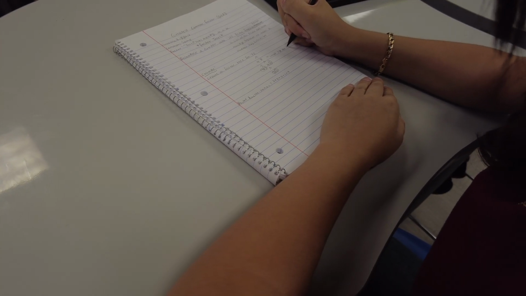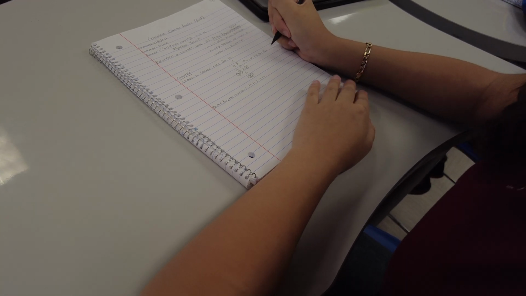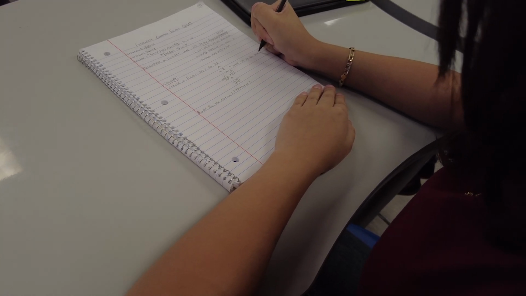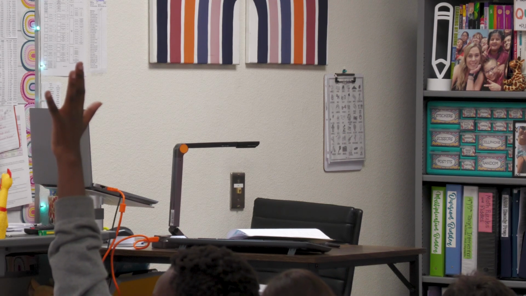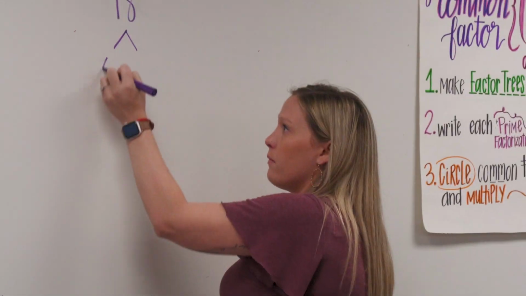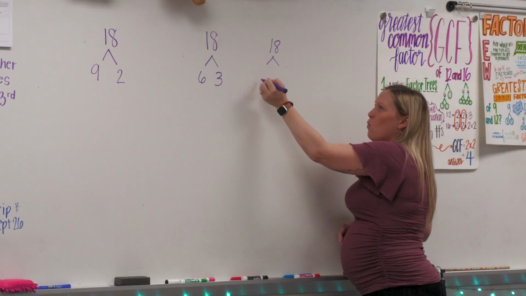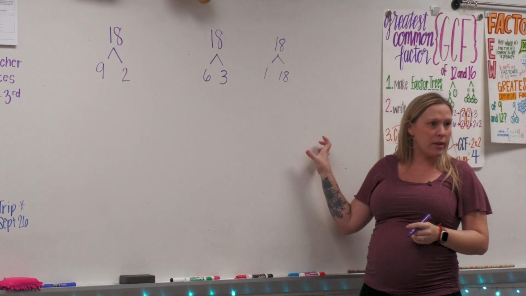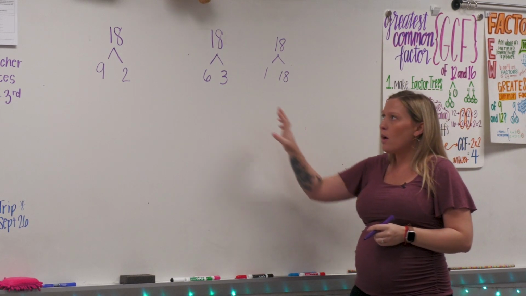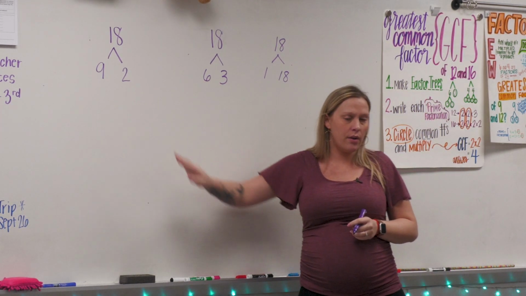For those of you that are done, let's do another one. How can I break down 18? 9 times 2. What's another way? 6 times 3. I can do 1 times 18, but that's not really going to get me anywhere because I still have 18 that I'm going to have to break down.